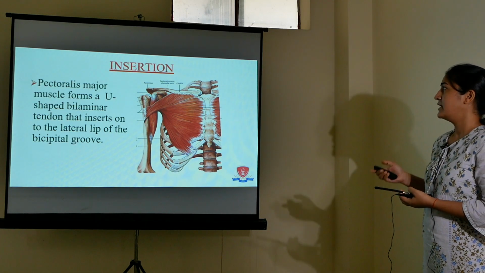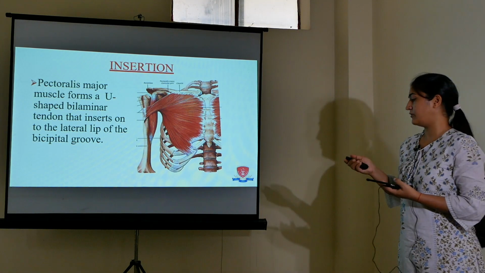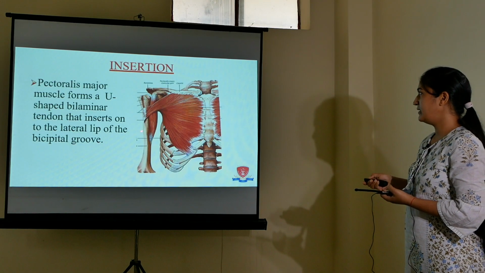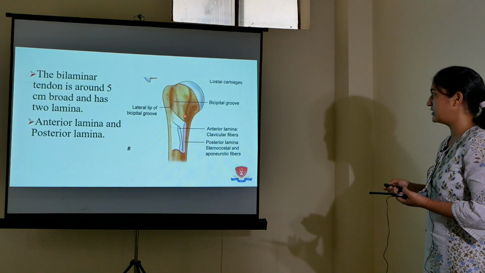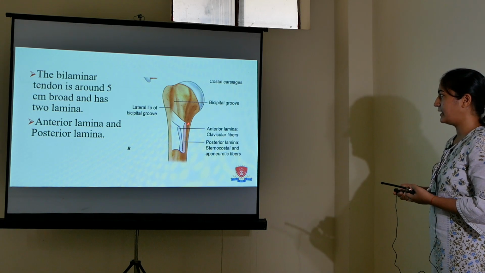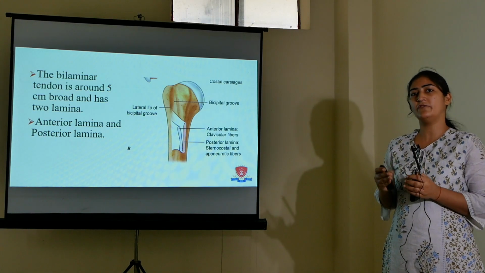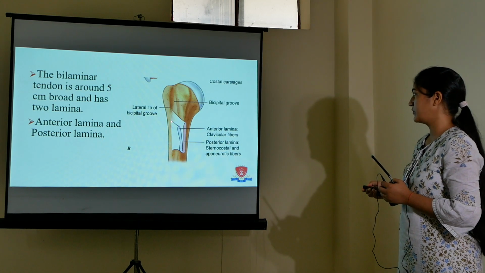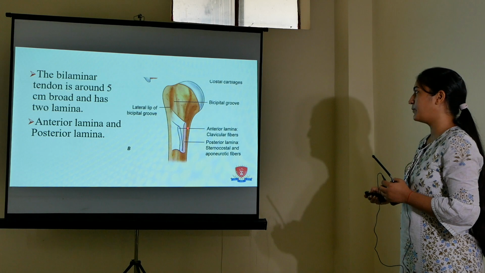So let's see how this insertion of the pectoralis major will take place, starting from the upper to the lower side of the humerus. Now this insertion takes place in a bilaminar shape. If you dissect out this pectoralis major at the humerus, you will see two laminae, anterior lamina and posterior lamina. They consist of different fibers. The anterior lamina is composed of the clavicular fibers, and the posterior lamina is the sternocostal and aponeurotic fibers.